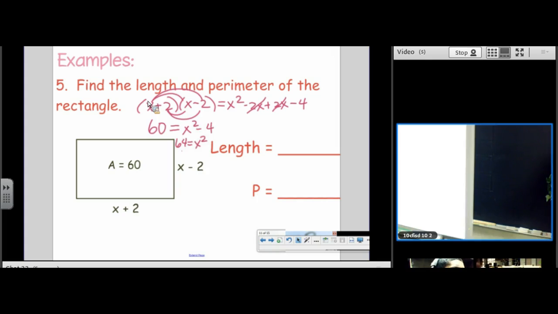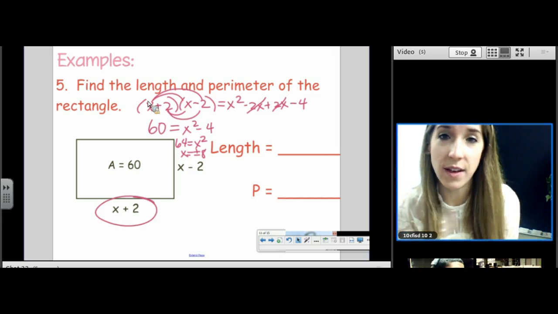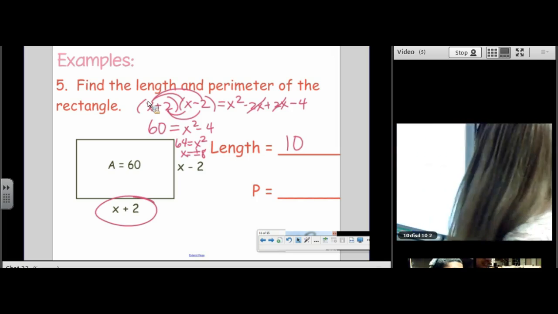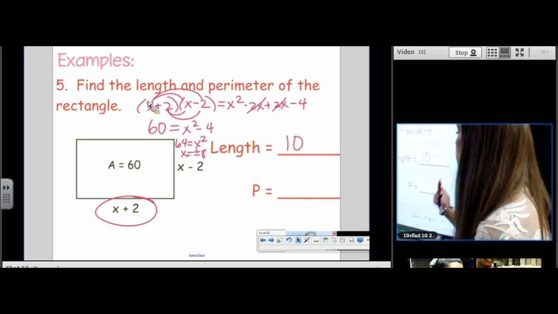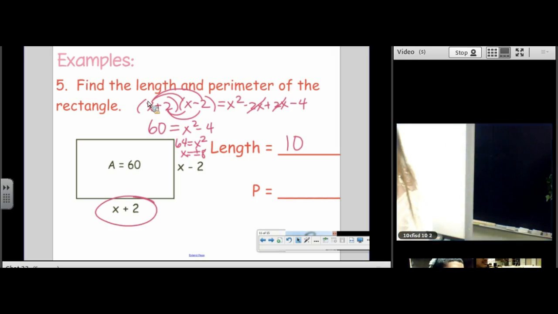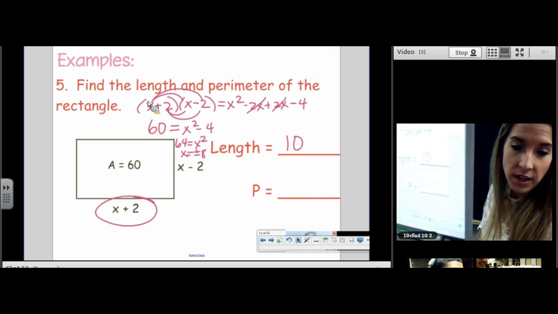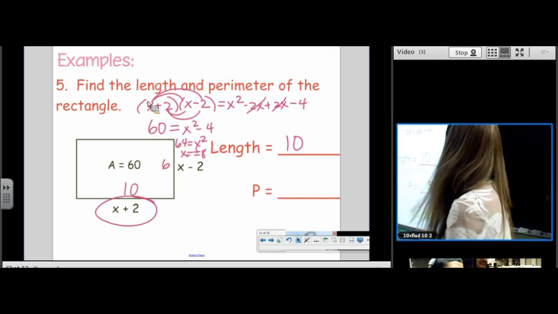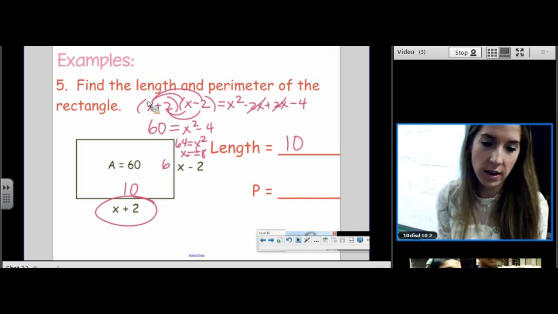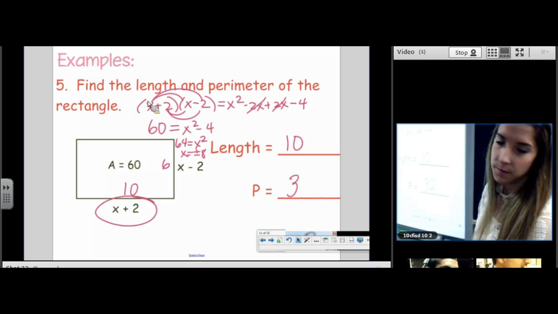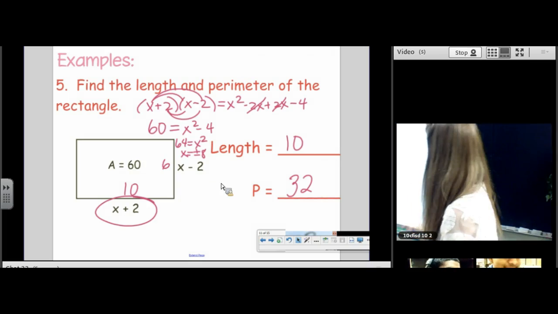So what is the length? 8 plus 2. We would not use the negative answer that we got because it wouldn't make sense. We can't have a negative length. Okay? The perimeter would be, let's see, so this is 10 and this is 6, right? 32? Very good. Once again, we don't have units, so we don't need to worry about that. 10 plus 10 plus 6 plus 6, or 10 times 2 plus 6 times 2.